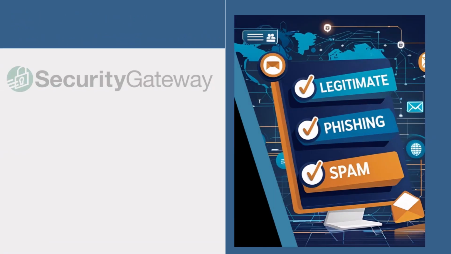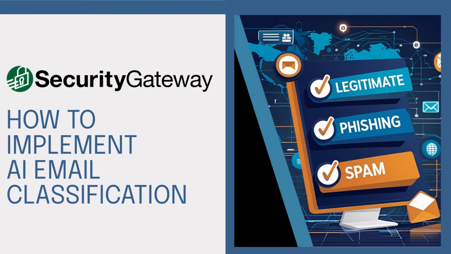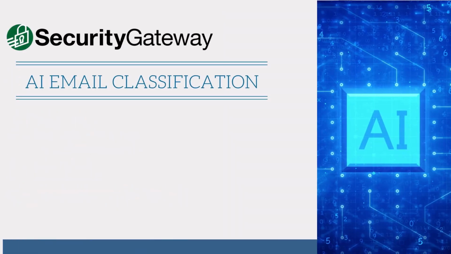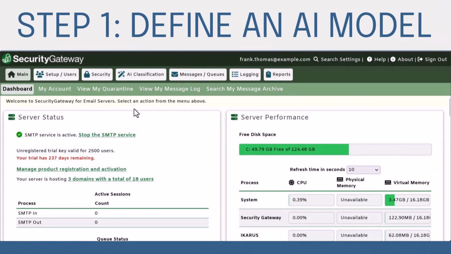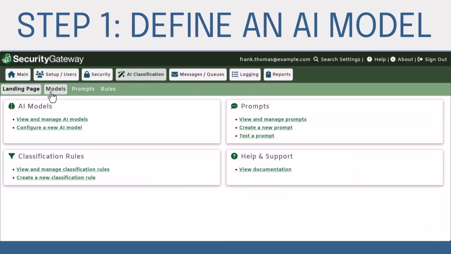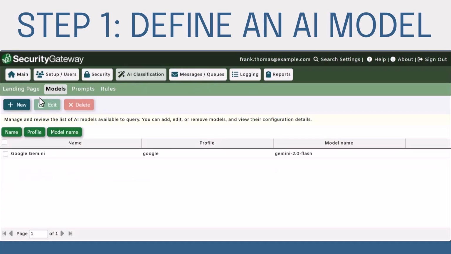So now that you know what AI email classification is, let's go over how to implement it in SecurityGateway. The first step is to define an AI model to query. In SecurityGateway, select the AI Classification tab, then click on Models in the lower navigation bar. Click on New to add your new model.